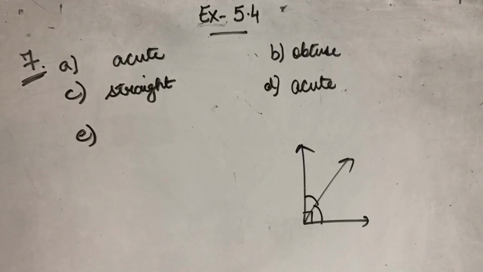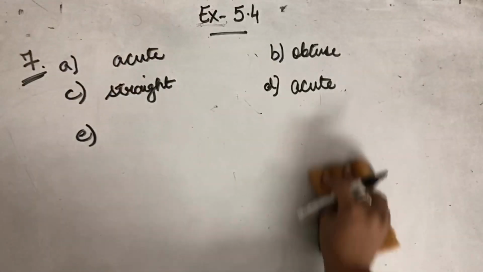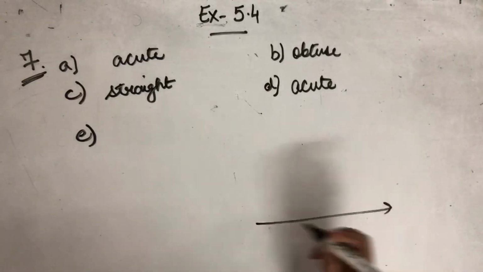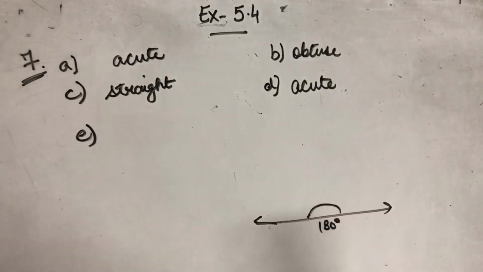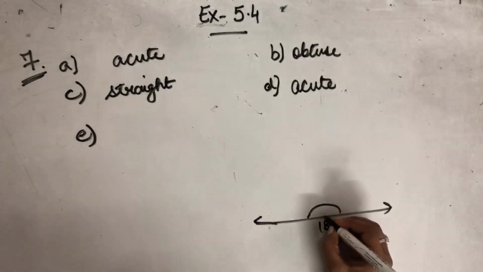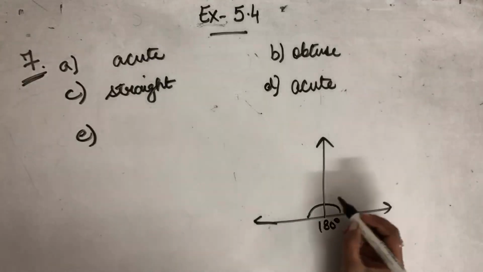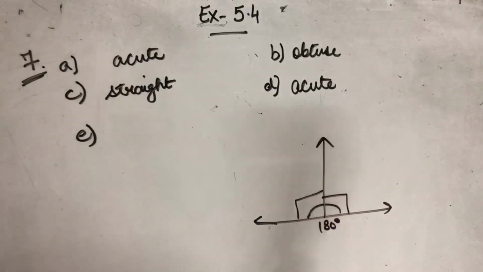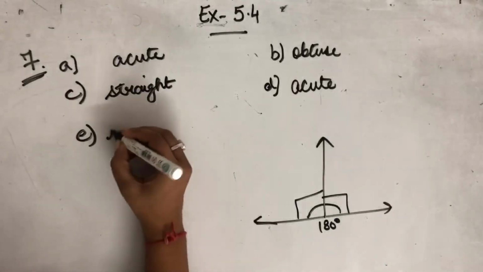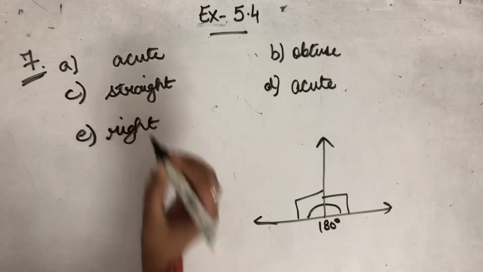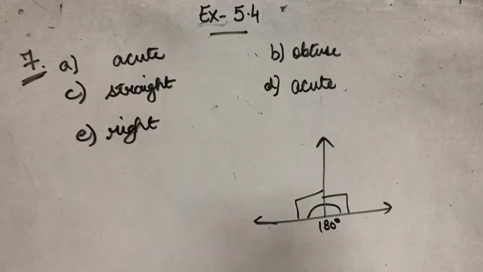E part. When sum of measure of 2 angles is that of a straight angle. Now it's saying that sum of 2 angles is 180 degree. Straight angle. Then both the angles will be. So now there are 2 cases. First case can be both the angles are right angles. So 90 plus 90 will become 180 degree. So in one blank you will write right angle.